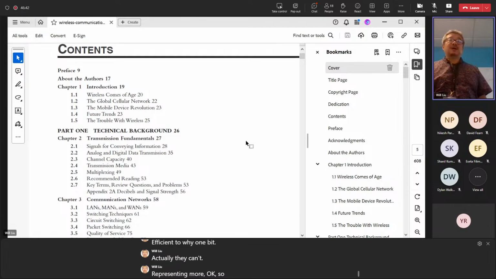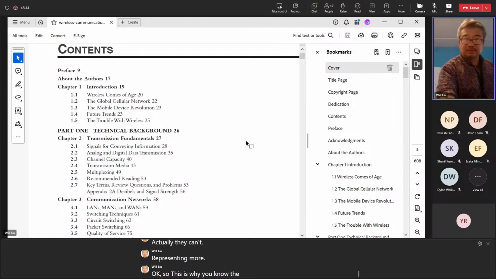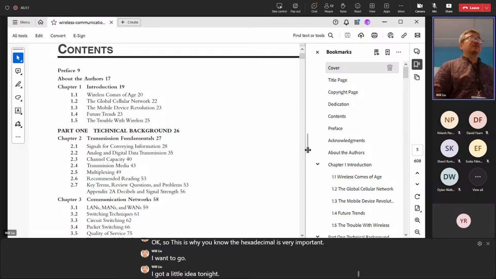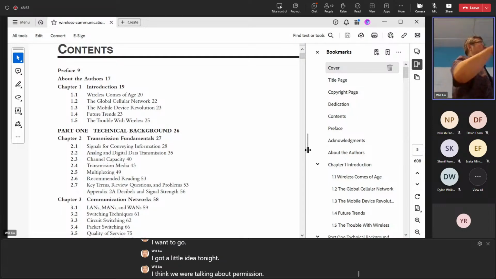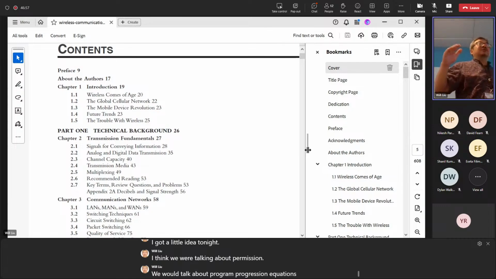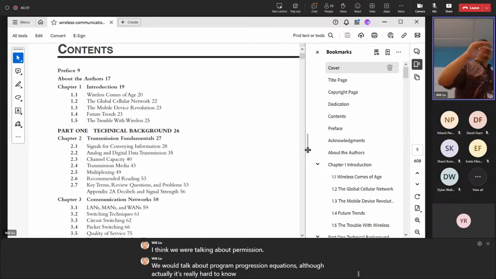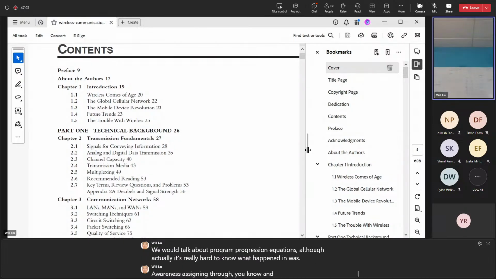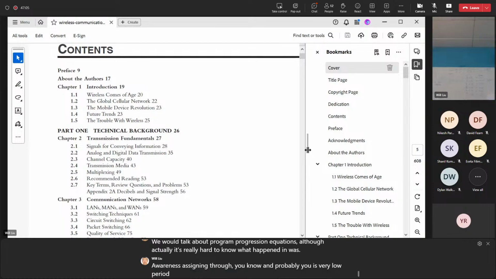So this is why hexadecimal is important. I want to give you a little idea from that. I think we will talk about transformation and progression equations. Although it's really hard to know what's happening when the values are sent through the signals, probably the easiest way is if the signal is a small one.